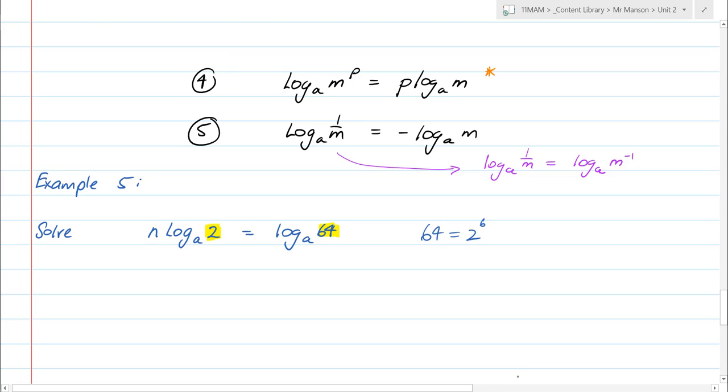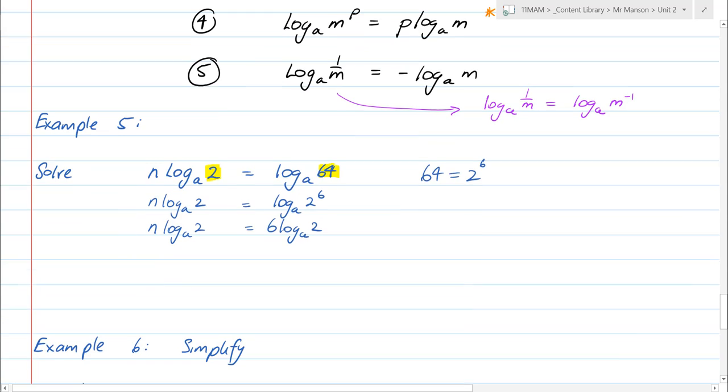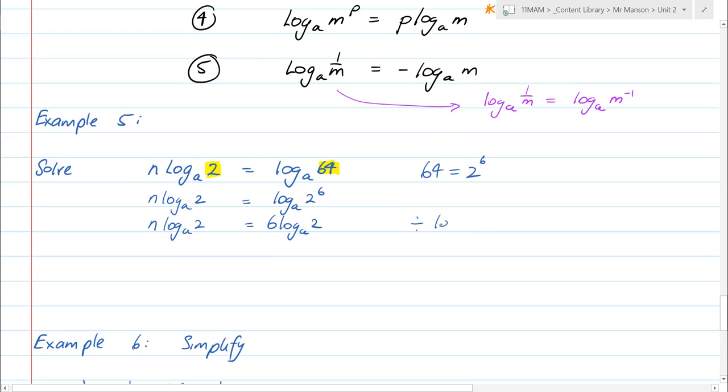64 is 2 to the power of 6, so I get n log base a of 2 equals log base a of 2 to the power of 6. Therefore, n log base a of 2 equals 6 log base a of 2. And now I can divide through by log base a of 2 because it's a common factor, leaving me with n equals 6. Can I find a?